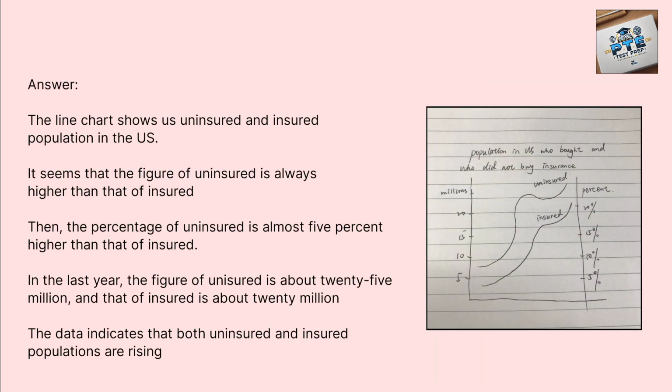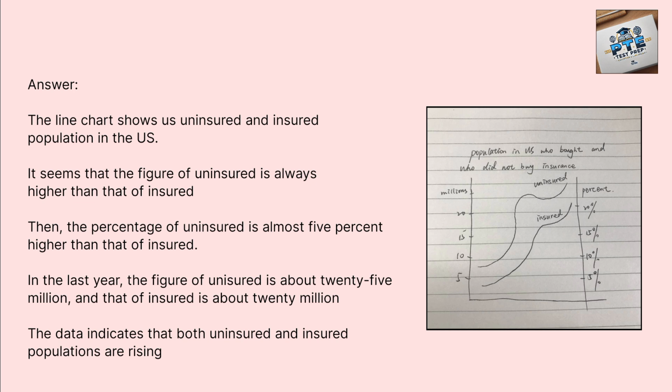The line chart shows us the uninsured and insured population in the U.S. It seems that the figure of uninsured is always higher than that of insured. Then, the percentage of uninsured is almost 5% higher than that of insured.